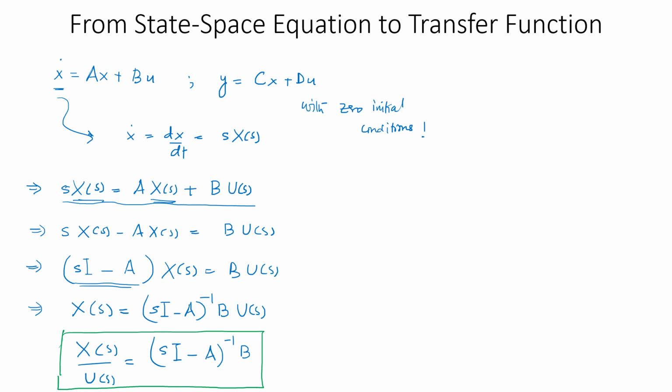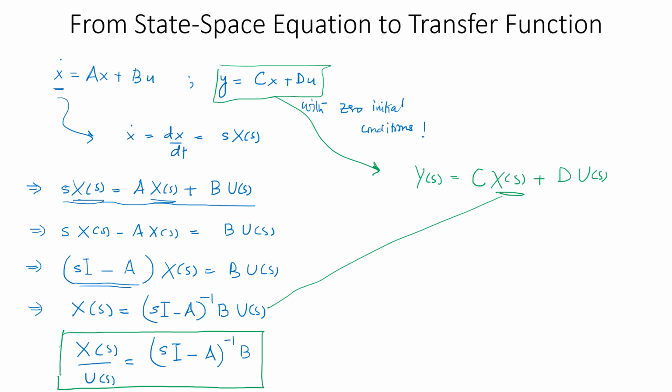But oftentimes you would be interested in finding out what is going to be the output corresponding to the input. So that is going to be another step that you can take using the equation over here. If you take the Laplace transformation, this is going to be Y of s equal to C X of s plus D U of s. So now you can plug in the value of X of s over here from this expression. So that would mean that you have Y of s equal to C, and you have (sI minus A) inverse times B U of s plus D U of s.